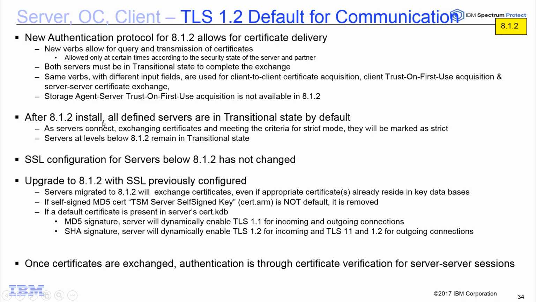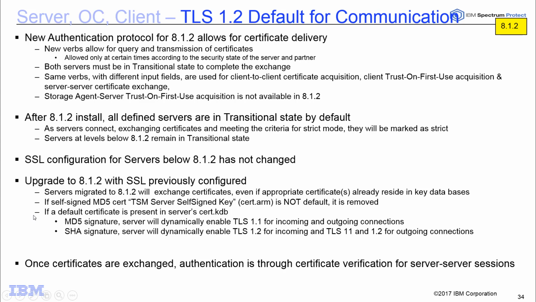So when you first upgrade to 8.1.2, you will find all your servers are in a transitional state, and then as the entities connect in, and as we verify the certificates and verify the protocol, then they will be marked strict. If you have servers that are below an 8.1.2 level, they will remain in transitional state until they upgrade to 8.1.2 or above. If you are still using SSL for servers that are below 8.1.2 version, nothing's changed there. You would still manually configure that SSL in those servers.